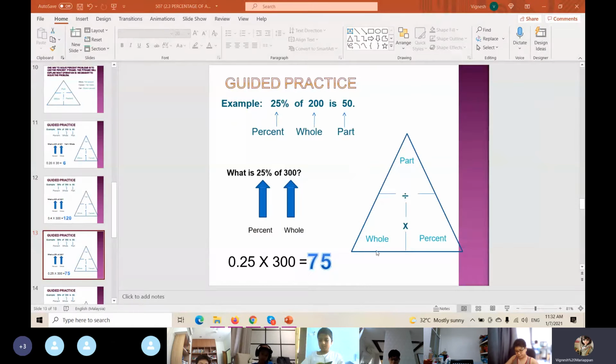Yes. Faster. 0.25 is part. Wrong. 300 is whole. Part is wrong. 0.25 is not the part.